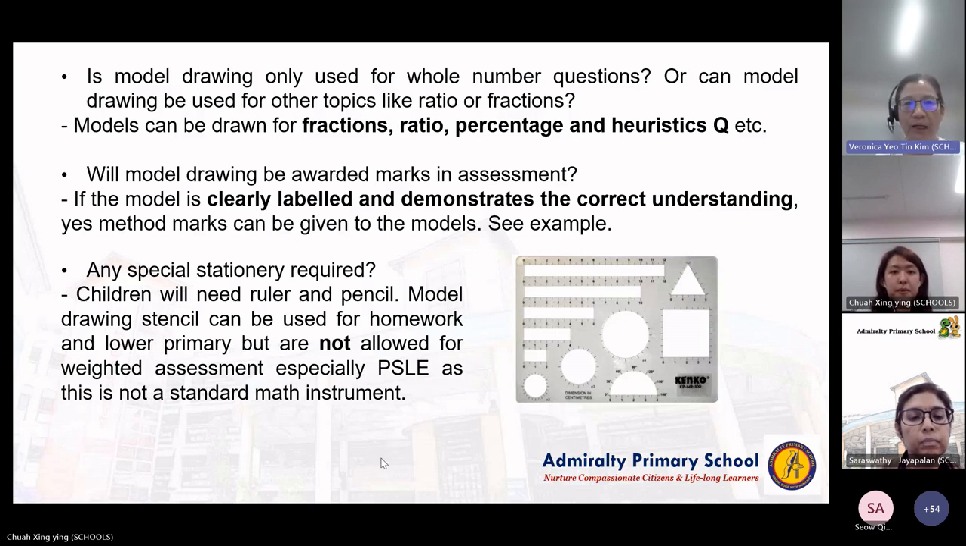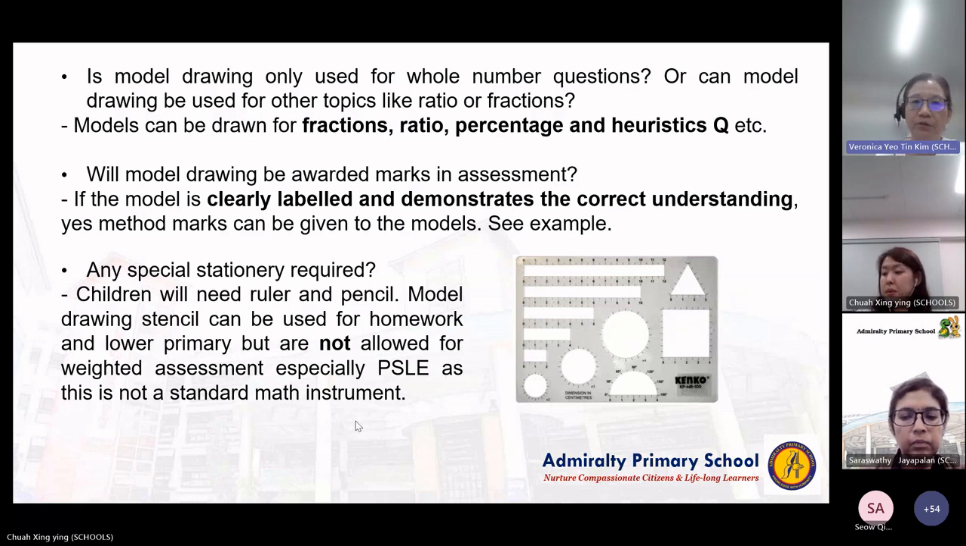Can we use model drawings for other topics? Ratio, fractions, definitely. Answer is yes. We do it for fractions, we do it for ratio, we do it for percentages. Some of you may have seen some of the upper primary textbook workbook in popular bookshop if you have older children at home. If you look at some of their problem sums at P5 level, the textbook also shows model drawing even for percentage question. For ratio questions, similarly, they do model drawing as well.